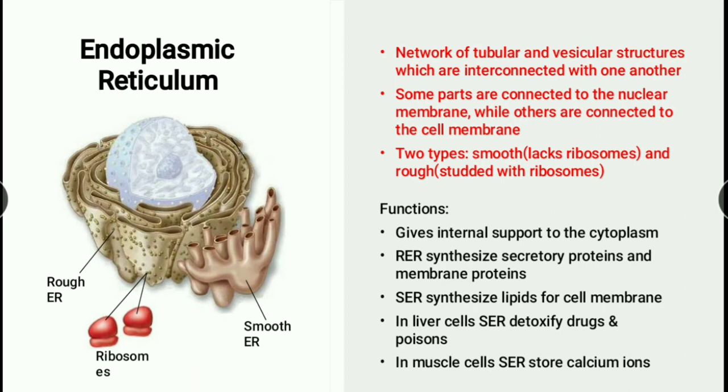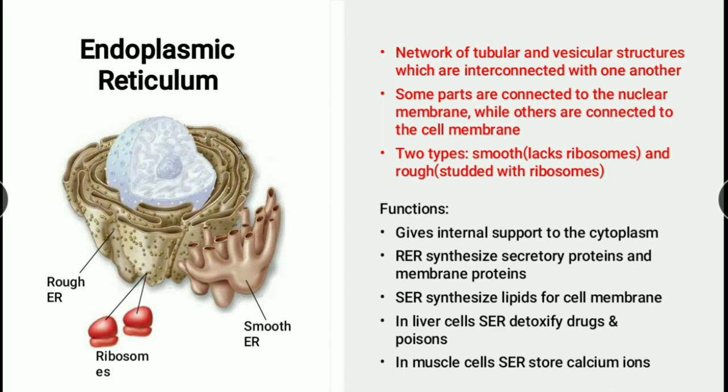We will see. It is giving internal support to the cytoplasm. It will give internal support because of its structure. And rough endoplasmic reticulum, it will synthesize what? Protein. Why? Because ribosome is there, this ribosome will produce protein. Smooth endoplasmic reticulum synthesizes lipids for the cell membrane. It will produce lipids. Lipids means fat.